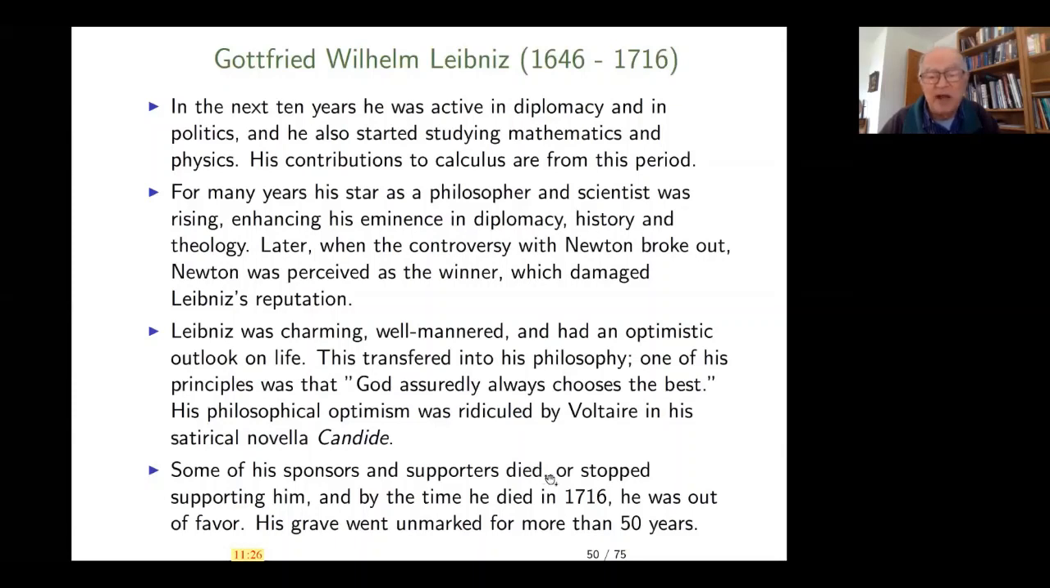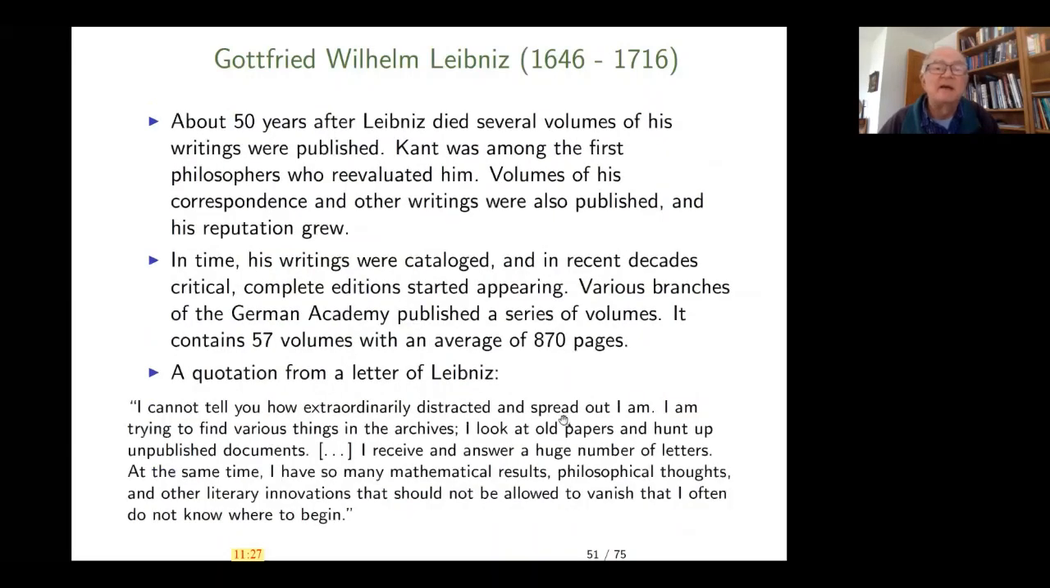So some of his supporters died or stopped supporting him, and by the time he died in 1716, he was old and out of favor. And he was just buried in an unmarked grave, which stayed unmarked for more than 50 years. After 50 years, it was the philosopher Kant who started rereading Leibniz's philosophy and discovering what valuable ideas he had. And that started a whole wave of re-evaluating Leibniz's work. The German Academy published a series of 57 volumes of his works, with an average of 870 pages per volume.